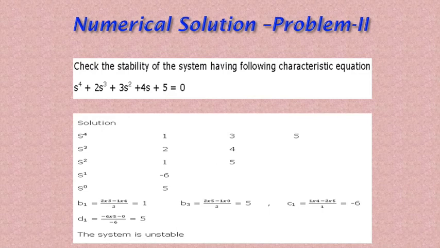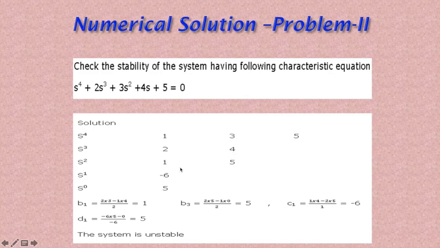Numerical solution, problem 2. Check the stability of the system with this characteristic equation. So using the Routh criteria, here the highest power is s4. So write down s to the power 4, s cubed, s squared, s1, s0. Then write down the coefficients of s4: 1, and this coefficient is 3 and this coefficient is 5. Then forming the second row, 2 and 4.